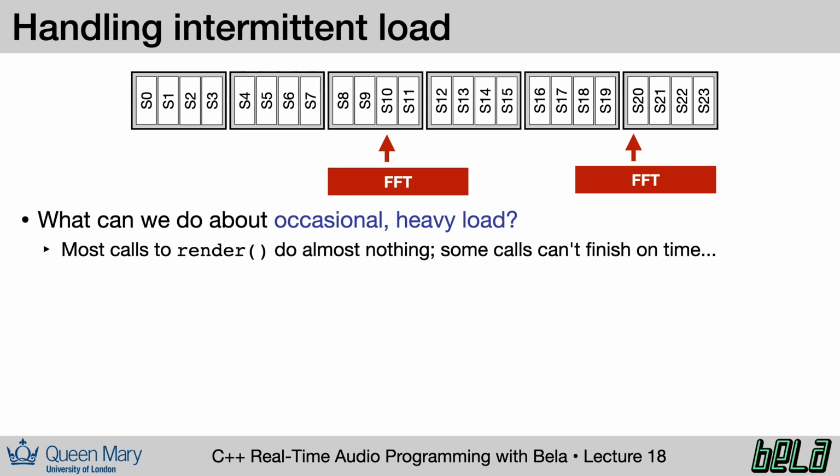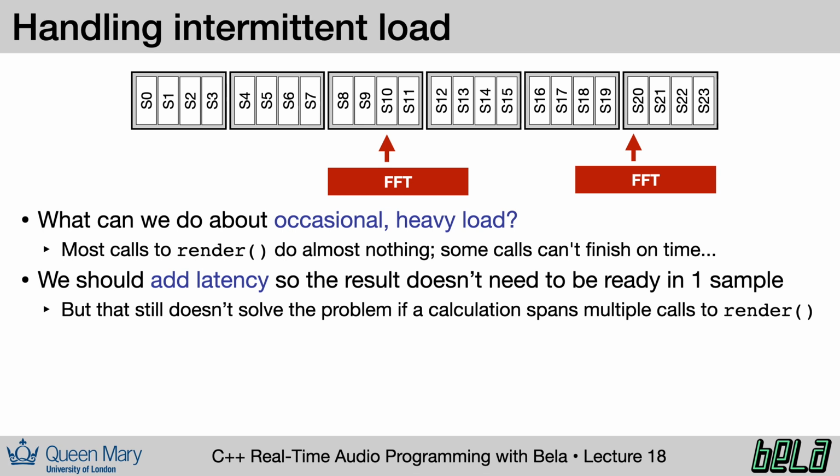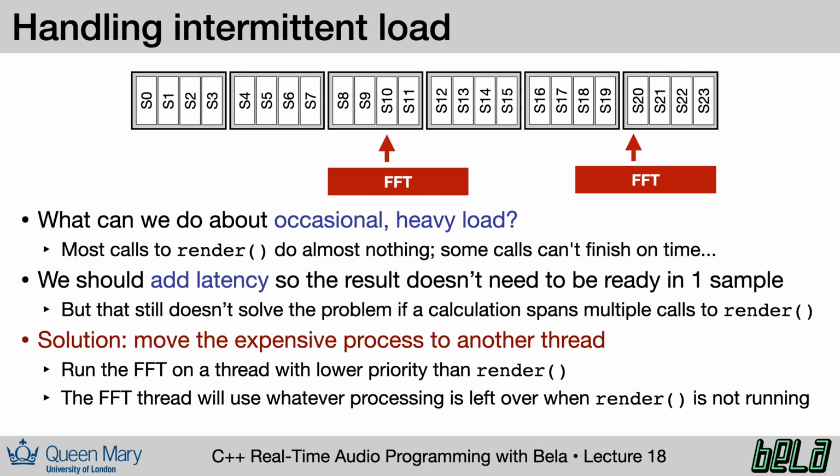What do we do about this? To start with, one precondition is that we have to add enough latency in our output that we don't need to generate the results within one sample. However, that's not going to solve the problem by itself because we still have this issue where the FFT takes longer than a call to render is allowed to run. The solution, aside from increasing the real-time buffer size, is to move the expensive occasional process out of render into another thread. The idea is that the render function will always run with the highest priority, but the FFT calculation will take place in a different thread of execution which is only allowed to run when render is not running.